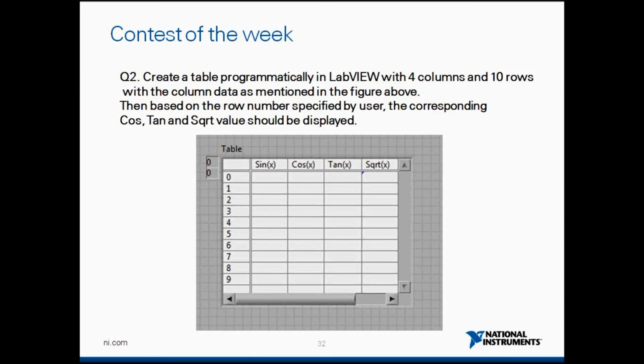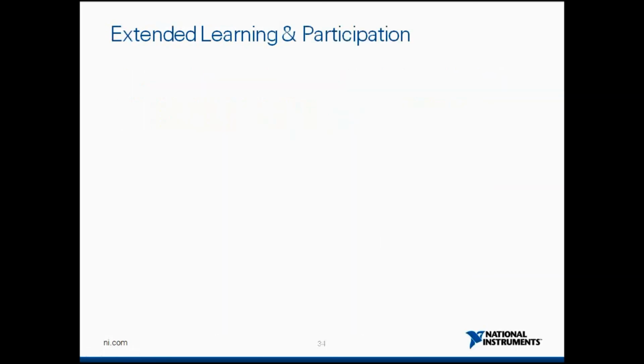Second question, I want you to programmatically create a table in LabVIEW with the columns as shown here: sine, cos, tan and square root. So you can take any value of x and find the sine, cos, tan and square root of those first. And second, based on the values here, I want you to extract that particular row of sine, cos, tan and square root and display that. So if I say a 5, I should get this particular row to be displayed. And the third question.